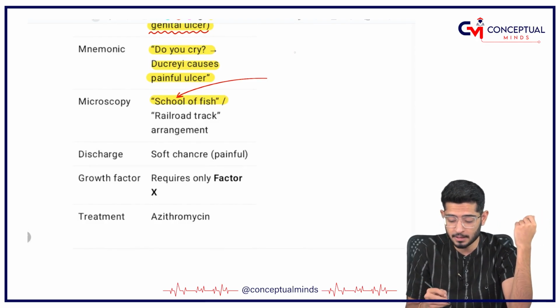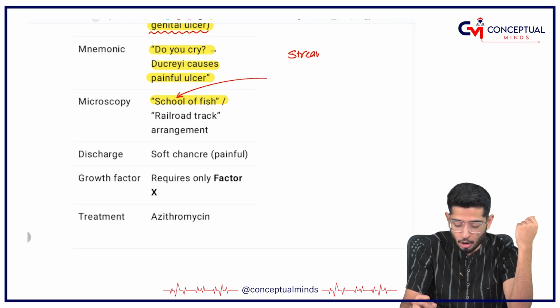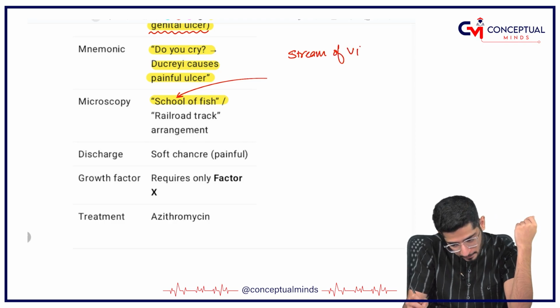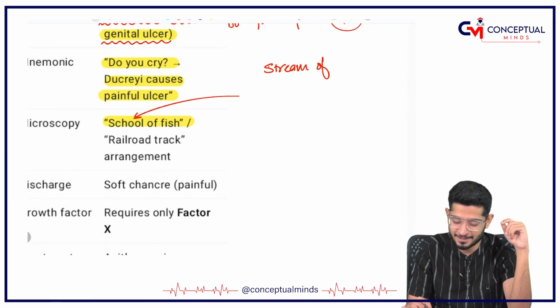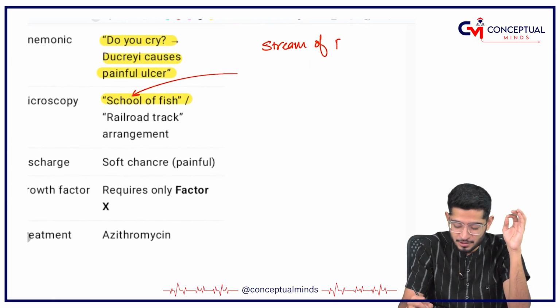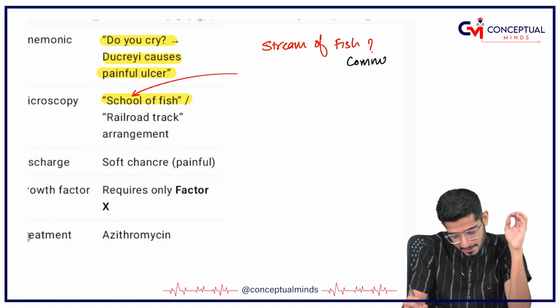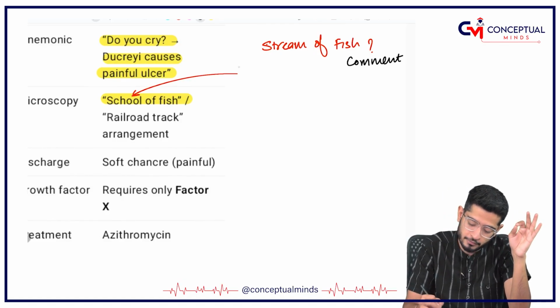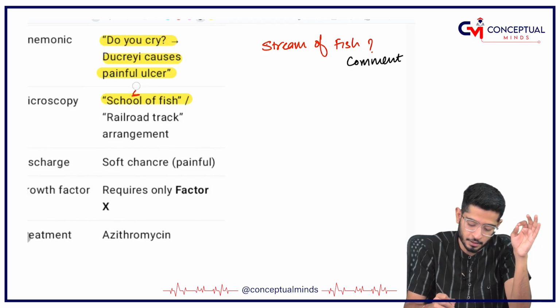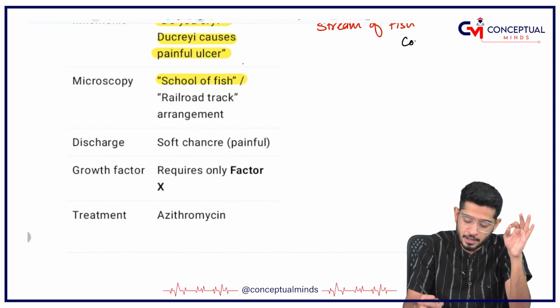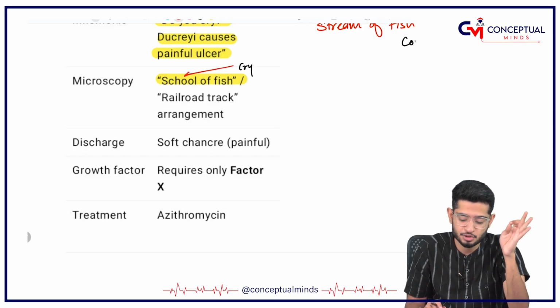School of fish appearance. One is also the stream of fish appearance. You tell me, I was about to write the answer, but anyway, stream of fish appearance is seen in which organism? Comment in the comment section below. But yes, school of fish appearance is of course important, that is for Haemophilus. Everybody used to cry while going to school, no? So school of fish is Haemophilus ducreyi.